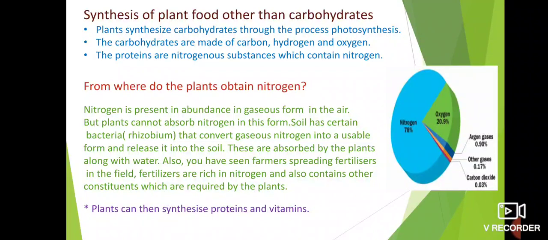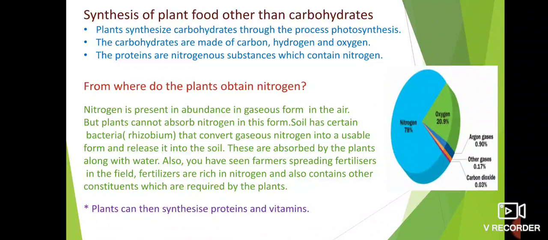See the first point. Plants synthesize carbohydrates through the process of photosynthesis, that we know. The carbohydrates are made of carbon, hydrogen and oxygen. While explaining the photosynthesis equation, I gave the chemical formula of glucose, that is C6H12O6. Glucose is a carbohydrate that contains carbon, hydrogen and oxygen. But plants also require some other components of food. They are protein, vitamins and minerals.